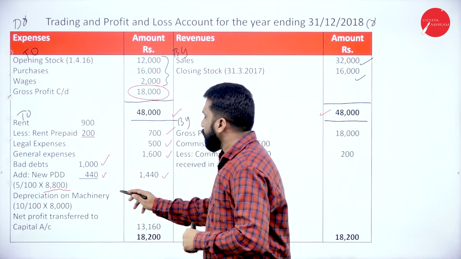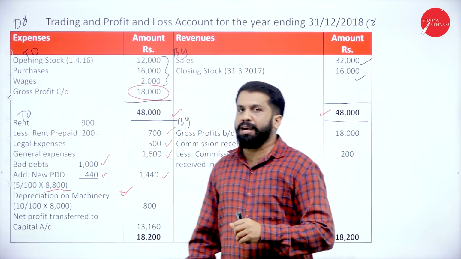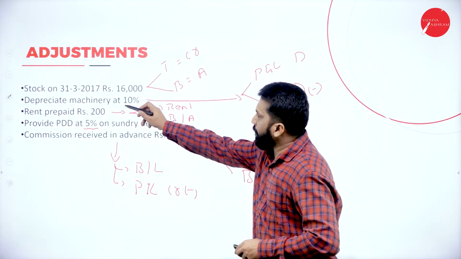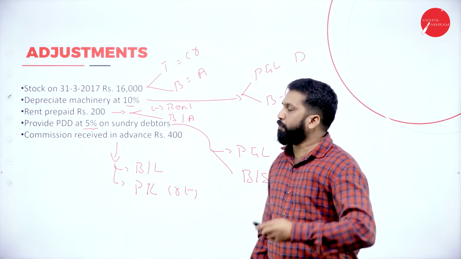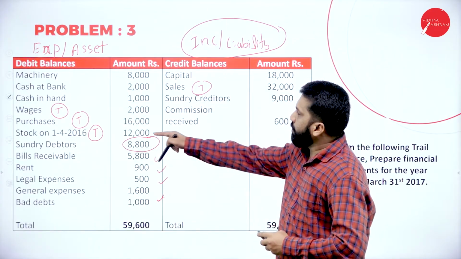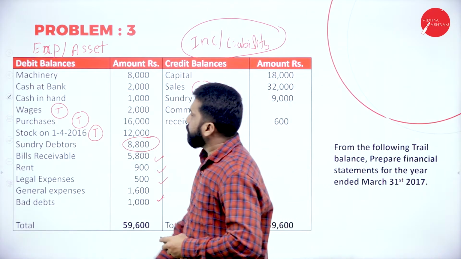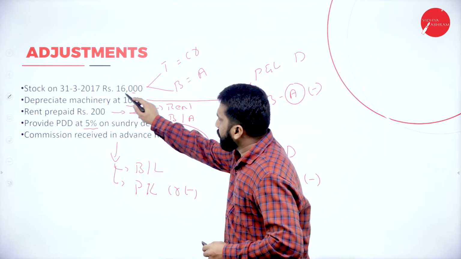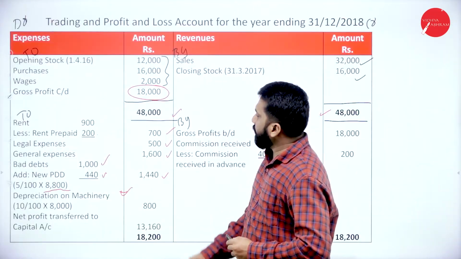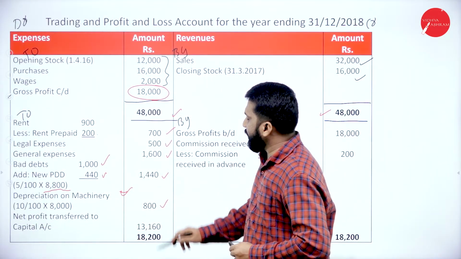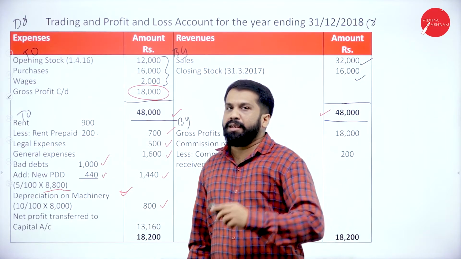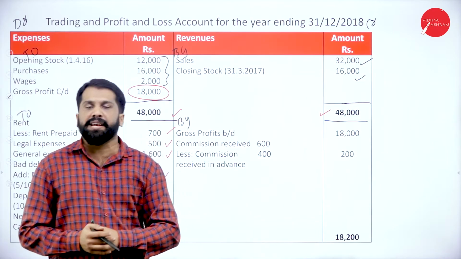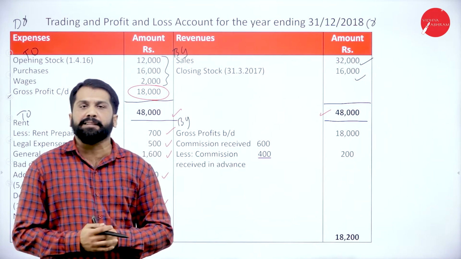Next, depreciation on machinery. I'll go back. Your machinery, how much have they given? 10%. What is the value of machinery? Your machinery value, the first one, is 8,000. What is the percentage? 10%. Now, 8,000 multiplied by 10% is 800. You know the value, it is 8,000. You know the percentage, it is 10%.